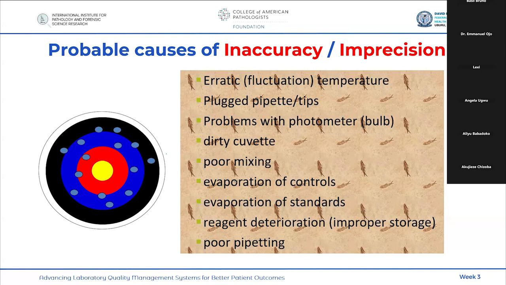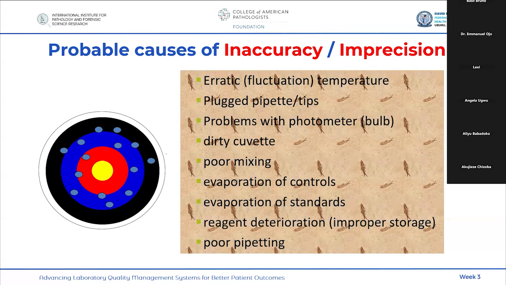So there could be issues with dirty cuvettes, for things like all these manual spectrophotometers, and poor mixing. If you don't mix the sample well, either before picking the sample or in the process of testing. There are some procedures that say gently invert. There are some that say mix. There are some that expect you to use some other equipment to ensure adequate mixing.